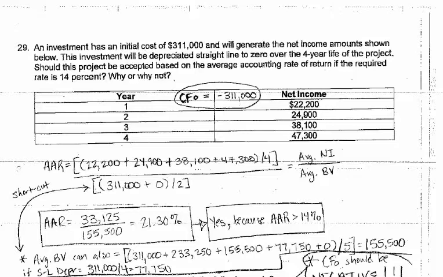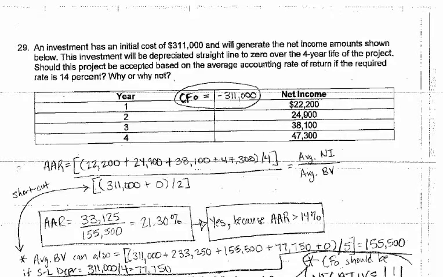Okay. Now, how did I know how to get the other values? Well, it's straight lined. So if you take 311,000, right, and then you divide that by 4 for the 4-year life of the project, you'll get 77,750. Okay, so each of those numbers is going to go down by 77,750 all the way down to 0.